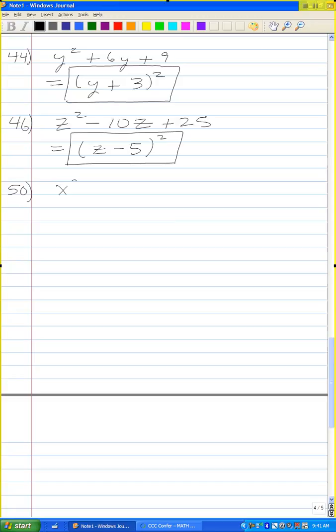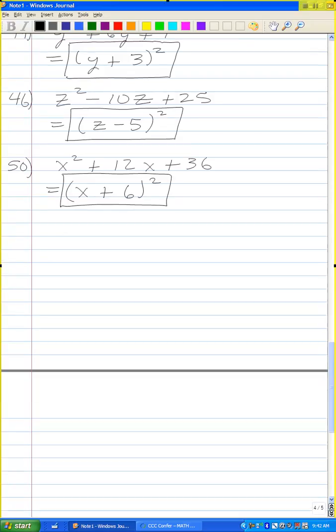X squared plus 12x plus 36. Again, this is a perfect square trinomial. Square root of x squared is x. Drop down the plus. Square root of 36 is 6. X times 6 times 2 is 12x. And so I'm done. It is a perfect square trinomial. Let me do problem number 52.